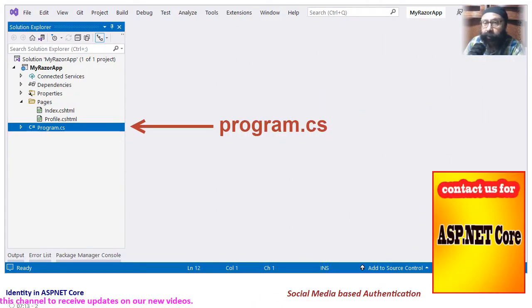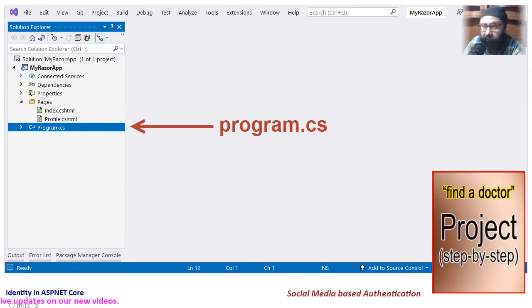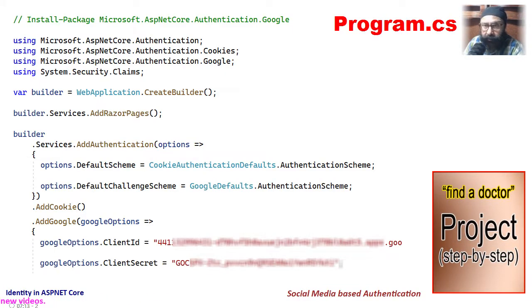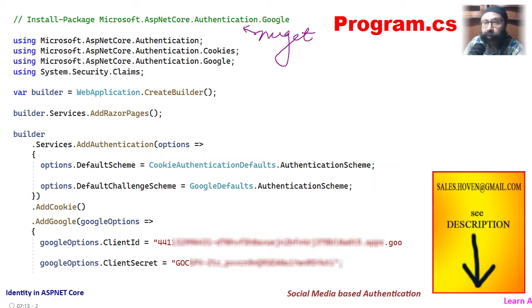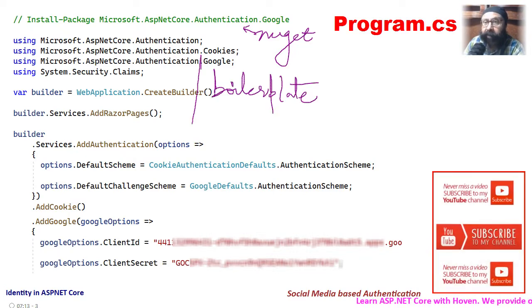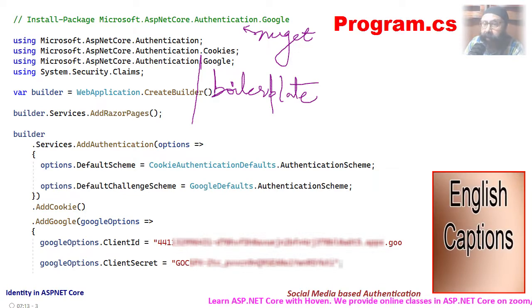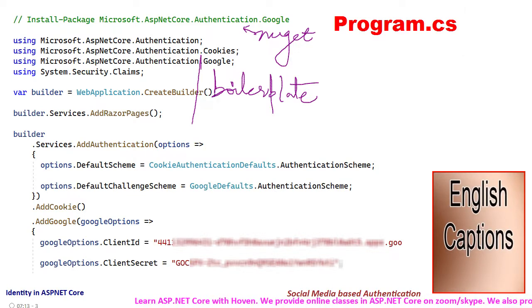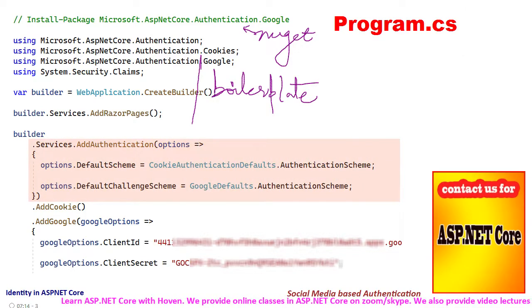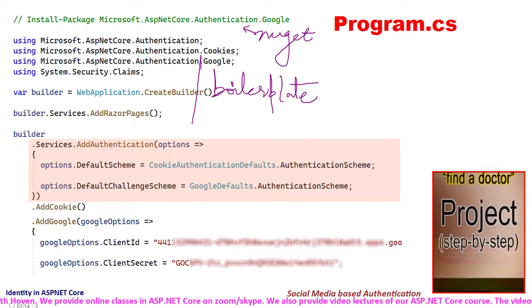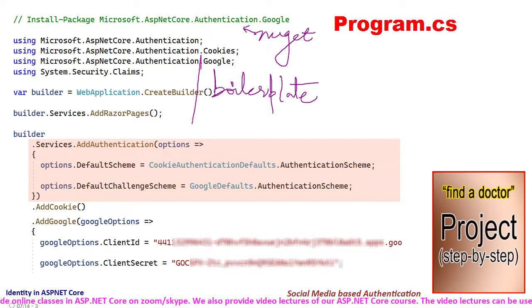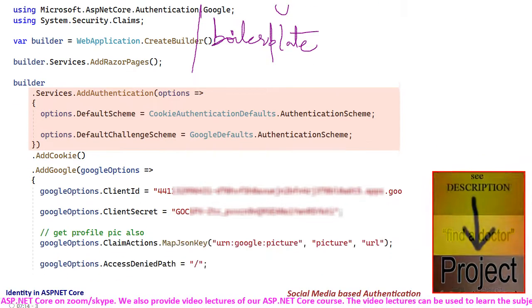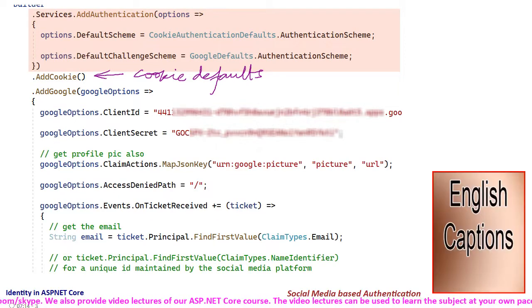Open the Solution Explorer and locate the program.cs file. Double click to open it. You will have to install this NuGet package for the code to compile. After that, we have the namespaces and the usual calls to create builder and add razor pages. Authentication service is configured next with the default scheme and default challenge scheme set to cookies and Google exactly as shown. The call to add cookie configures various cookie defaults.